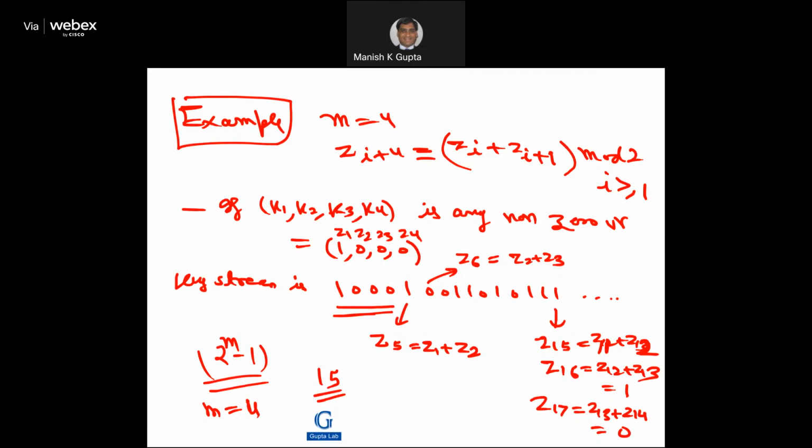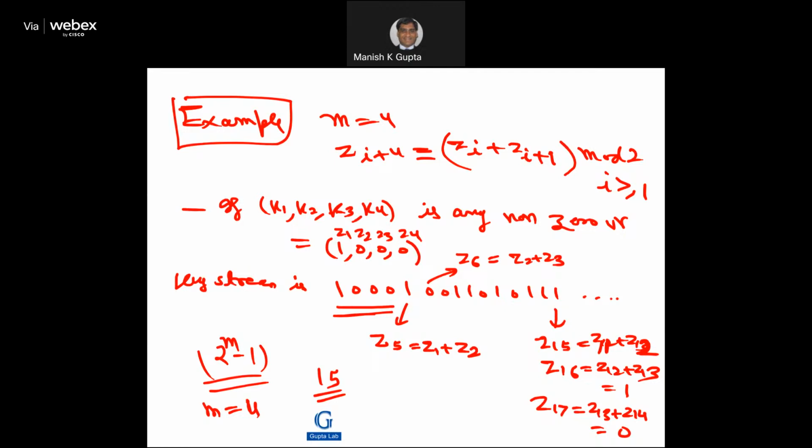Suppose it is something like 1 0 0 0, our initial seed. Then what will be the key stream? This is k1, this is k2, this is k3, this is k4. Essentially this is z1, z2, z3, z4. And now this one is from that formula. What is this value? Z5. i equal to 1 means z is equal to 5. Z5 is equal to Z1 plus Z2. So I'm just summing. This is Z1, this is Z2. So 1 plus 0 is 1. We are getting this value.